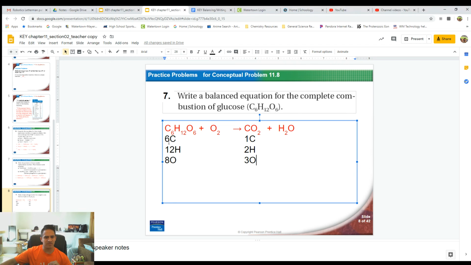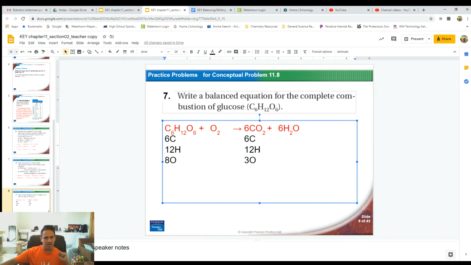So first here we have 6 carbons on the left, 1 on the right. Let's put a 6 there. That'll give us 6 carbons. It's going to change our oxygen number, but we'll take a look at that later. Let's move on to hydrogen. We have 12 on the left. We have 2 on the right. So let's put a 6 there. That will give us 12 hydrogens to balance those out.